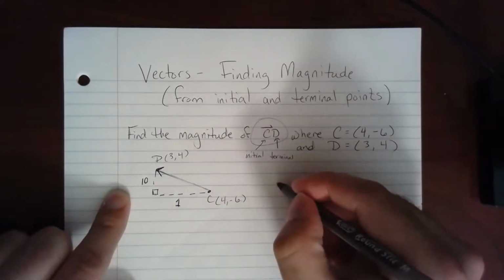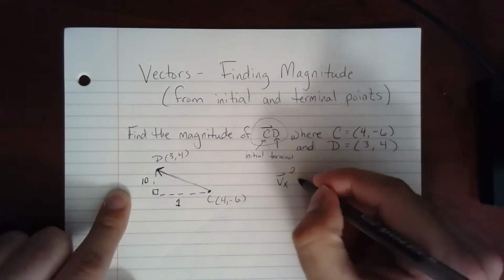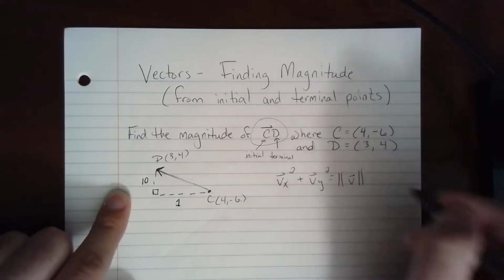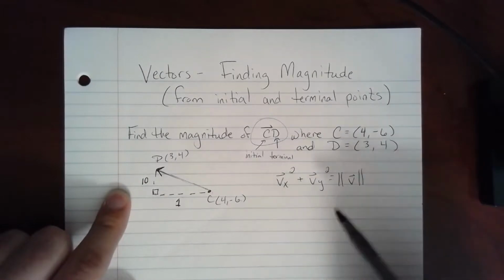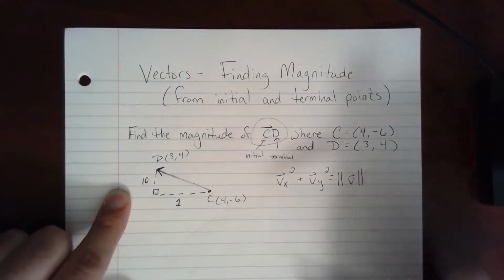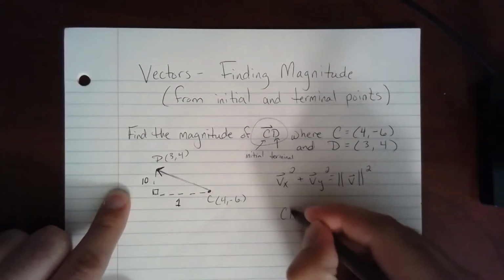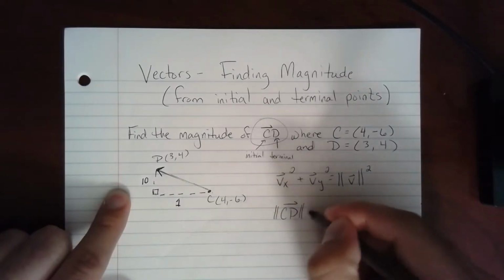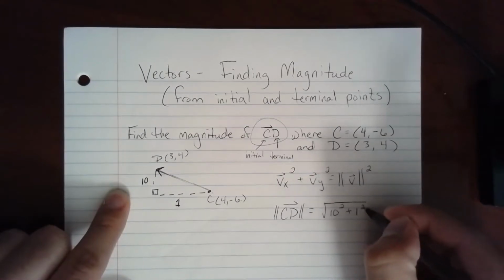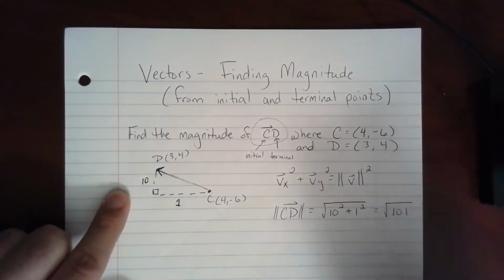Well, that's just the Pythagorean theorem. In our previous video, we made this notation. We said vx squared plus vy squared equals the magnitude of your vector v, under a square root. Well, in this video, v is just this CD. Vx and vy are the 10 and the 1. This is just the Pythagorean theorem if I actually put the square like I'm supposed to. So here, CD, its magnitude is just going to be the square root of 10 squared plus 1 squared, which equals the square root of 101.